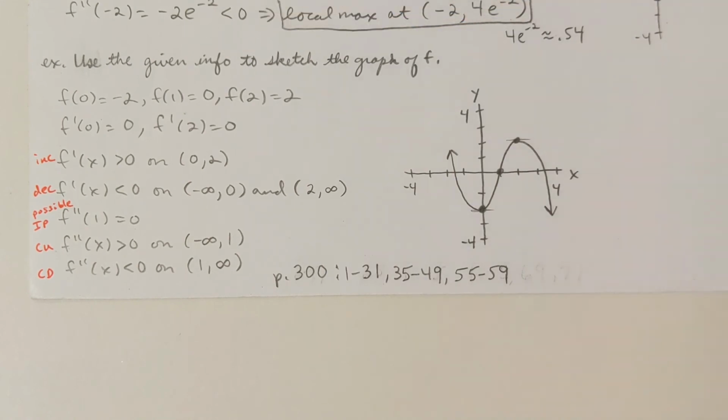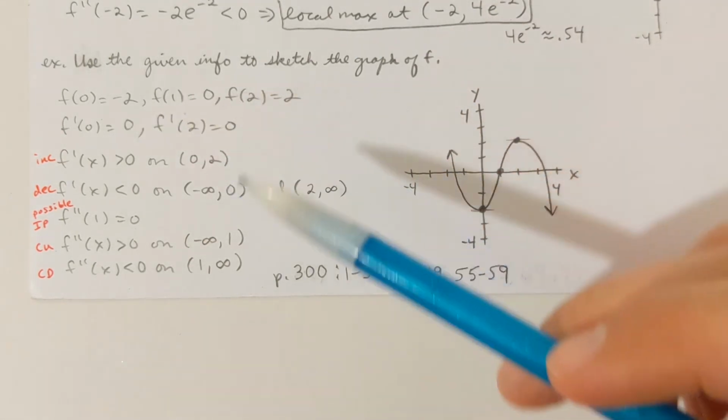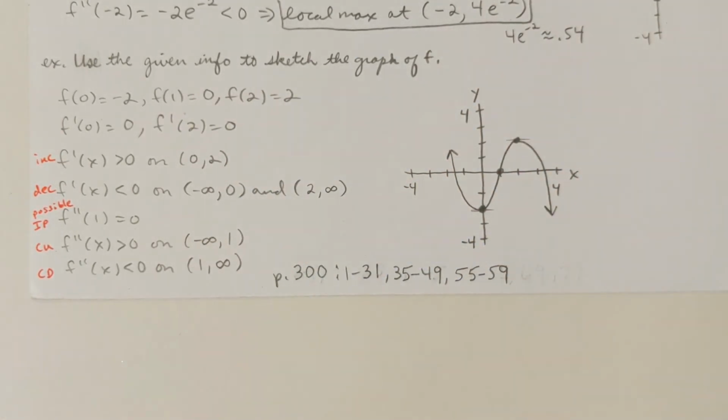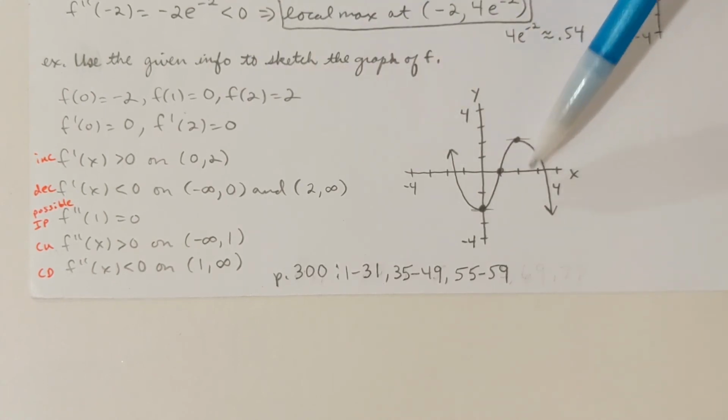It says, use the given information to sketch the graph of f of x. I've got things about the function, things about the derivative, and things about the second derivative. I want to sketch a graph. Well, f of 0 equals negative 2 means that the point (0, -2) is on the graph. f of 1 equals 0 means that the point (1, 0) is on the graph. f of 2 equals 2 means the point (2, 2) is on the graph.